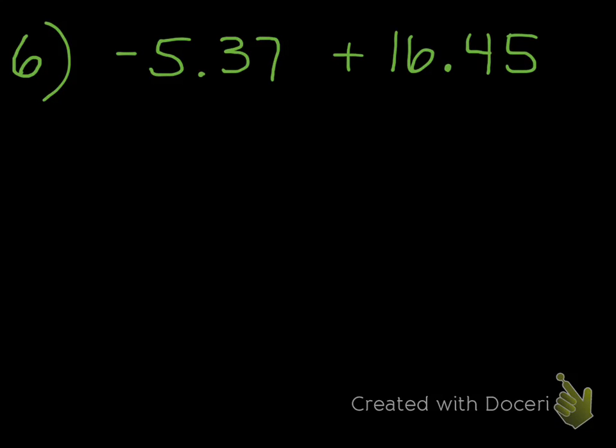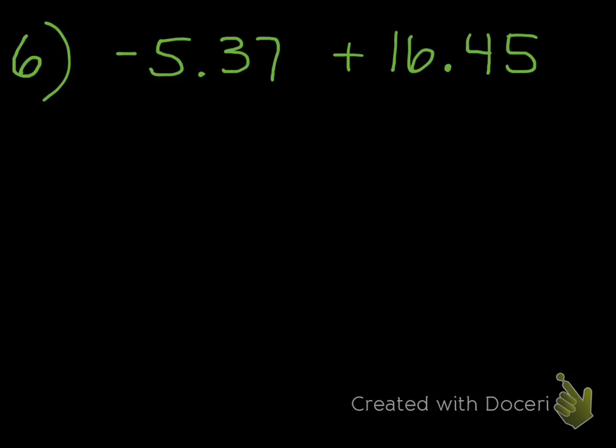Alright, number 6 on assignment 31, guided practice, is a little tricky. You guys know how to add and subtract decimals by now. We're just reviewing adding and subtracting decimals. What's different with this is you can see that the 5.37 is a negative. So we're really going to have to think carefully on this problem.